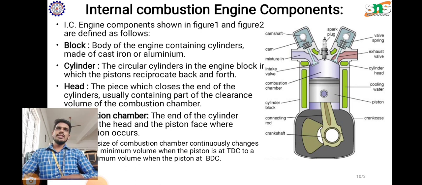Head: the component that seals the cylinder ends and typically holds some of the combustion chamber clearance volume. That means clearance, CC, combustion chamber volume. Okay, combustion chamber: the portion of the cylinder where combustion takes place, situated between the piston face and the head. The combustion chamber dimension varies continuously, reaching a maximum volume at BDC, bottom dead center, and a minimum volume at TDC, top dead center.